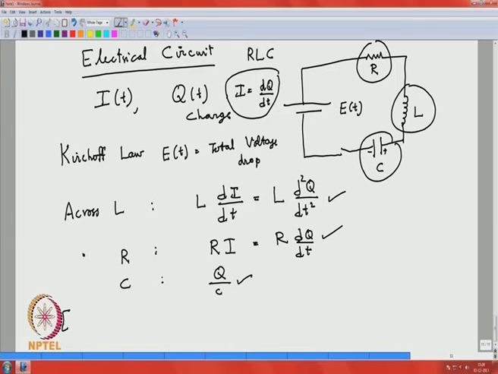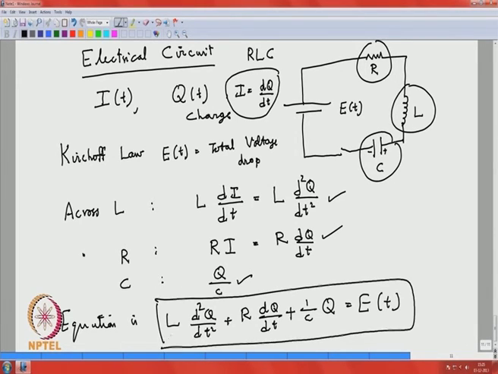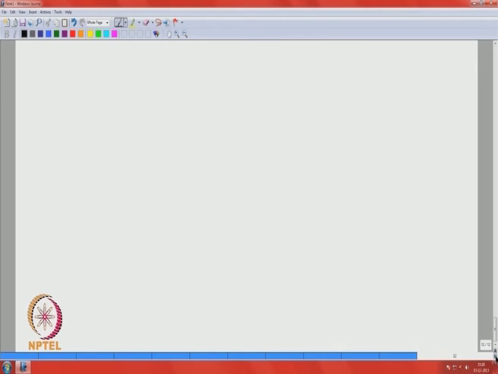If you add these three, your equation is L into d square q by dt square, plus R into dq by dt, plus q by C, that is 1 by C times q, is equal to E(t). You see, it is exactly a similar equation as in mechanical systems, absolutely no different, only the quantities are different and the interpretations are different.